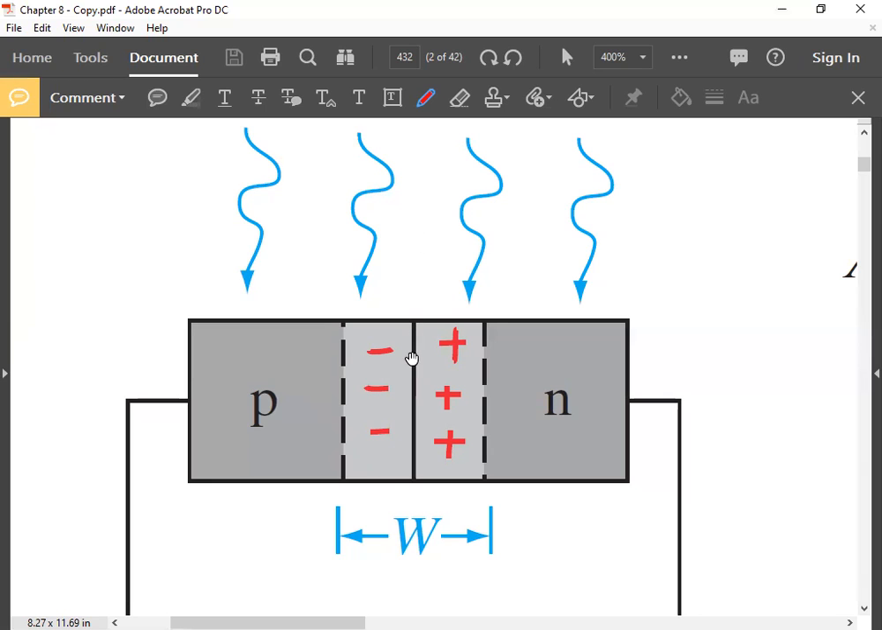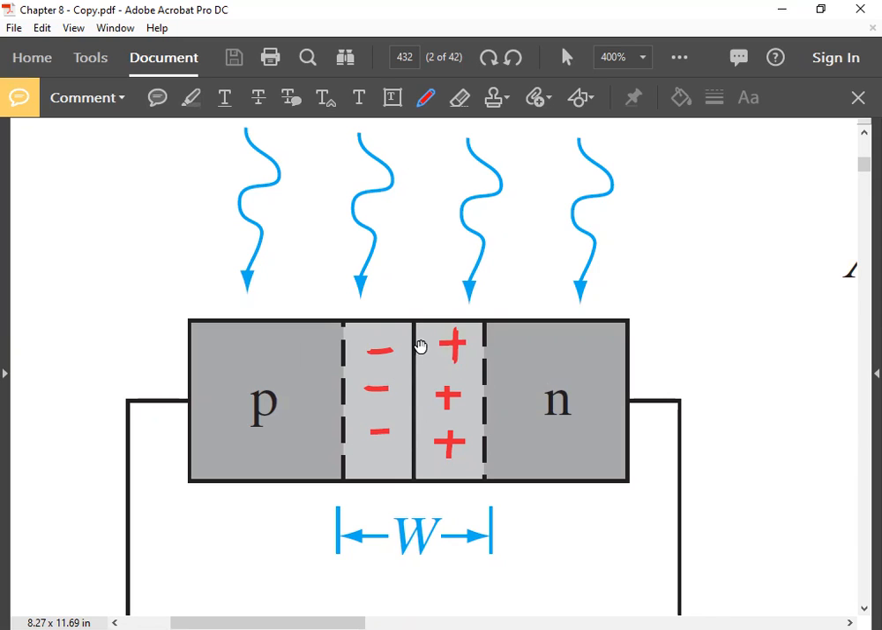Now these EHPs, because of this electric field, the electrons which will be generated here, those electrons will go to which side? Those electrons will go to the N side, but the current direction will be from N to P because of this field, right? And the holes also, there will be holes. The holes will go to the P side.